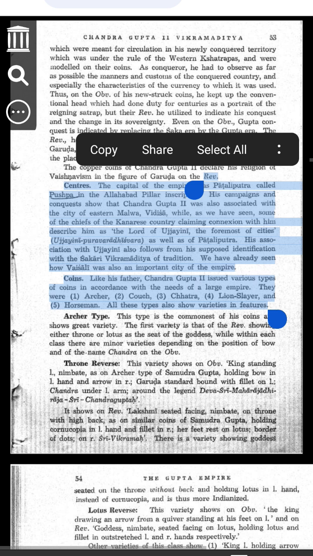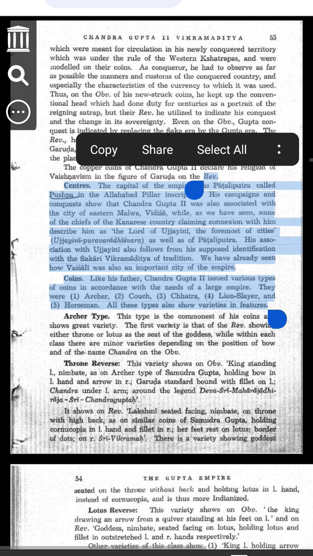2. What were the important cities in his empire? Chandragupta II ruled over many important cities. Let's learn about them. 1. Pataliputra, Patna, the capital city. The main capital of Chandragupta II's empire was Pataliputra. Today, Pataliputra is called Patna, which is in Bihar, India.